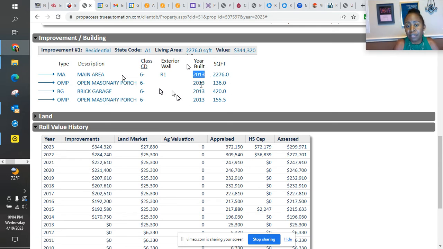And when you go into this information, you want to look at other homes in your neighborhood or in the close vicinity to you that are similar in size, similar in age, and then look to see what their values look like and whether or not their values are similar to yours. And if not, you can use that as a method to protest.